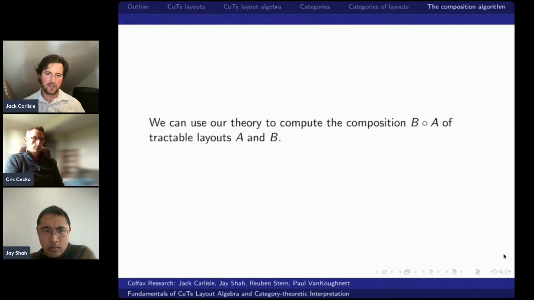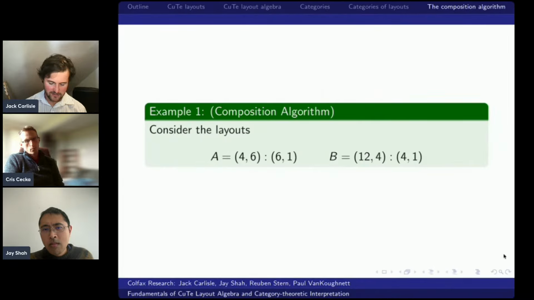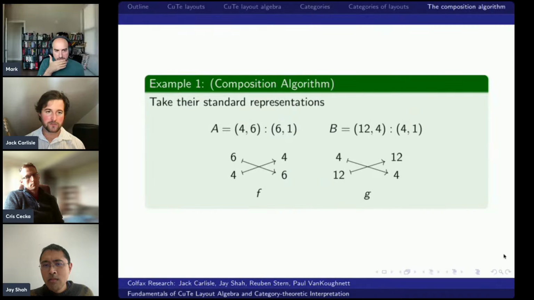with layouts. So if we have a tractable layout A and a tractable layout B, we should be able to use our formalism to compute the composition of A and B. So let's see how that works in practice. And this will expose, in particular, why when we compose flat layouts together, sometimes we get weird nesting. It's going to become very clear in this picture. So let's consider these layouts. We have a 4x6 row major layout and a 12x4 row major layout. We want to compute their composite. So what do we do? We just write down the representing morphisms.